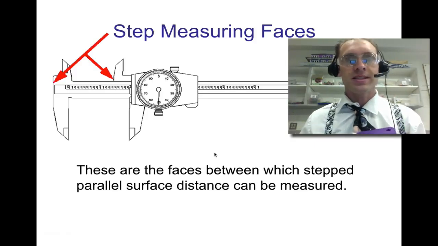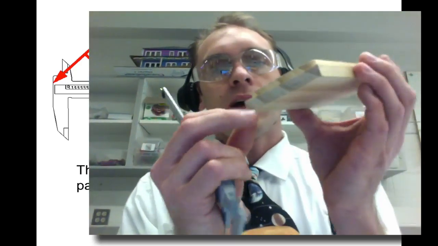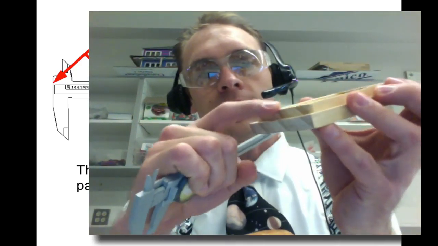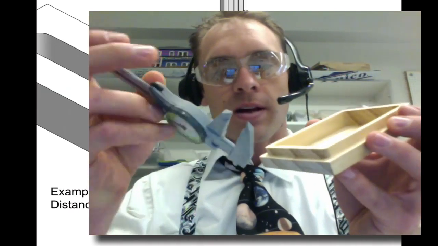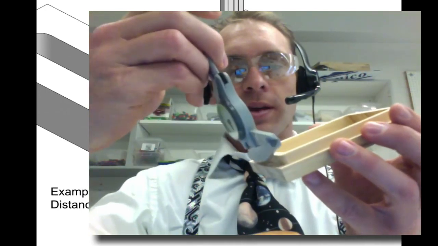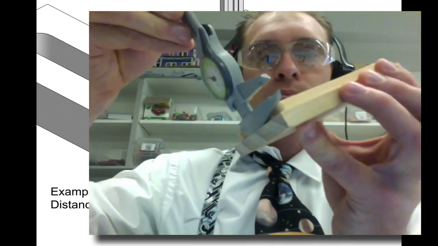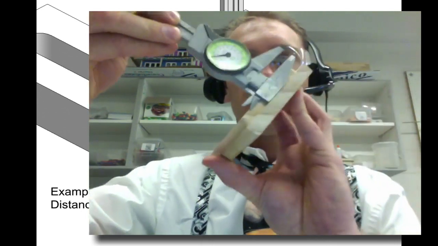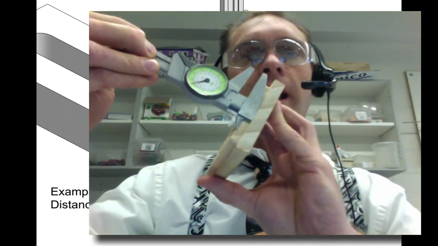Now to measure a step faces, if I want to measure how far this little ridge is from this bottom edge here, I would use step distance. So it shows you there. I can show you the same thing on this. I just push it against, and that measures the step. And then I read the calipers.